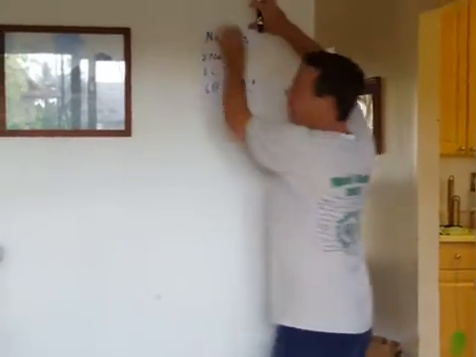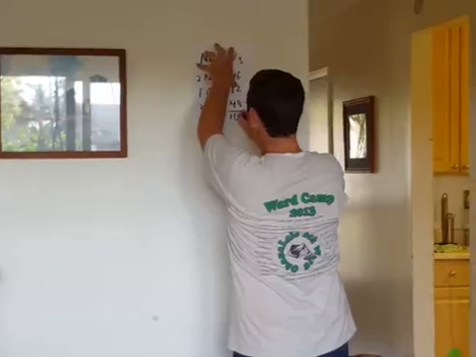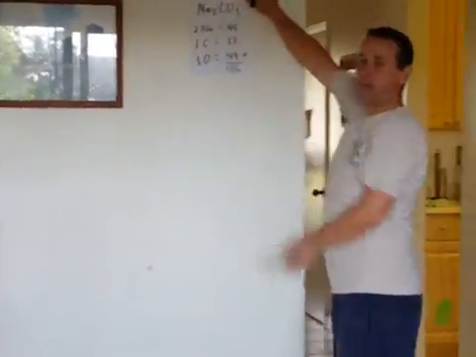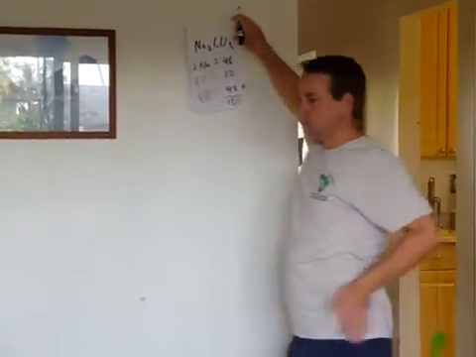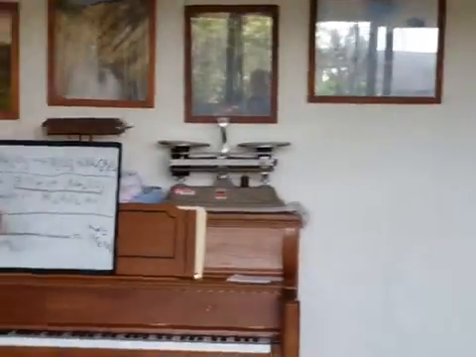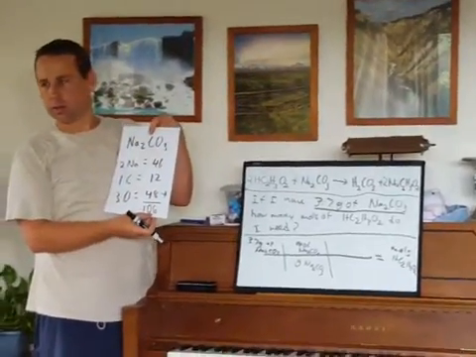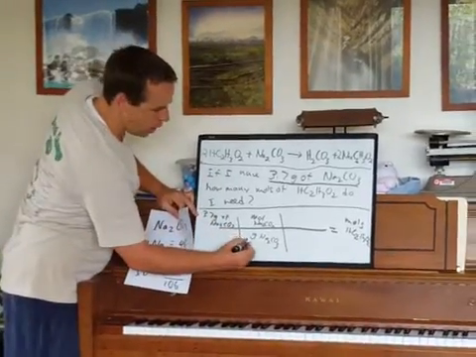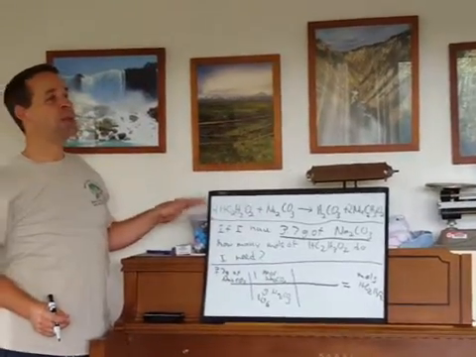Now, if I add this up, 46 plus 12 plus 48, 106. That's how many grams I need to get 1 mole of that. I need 106 grams. Now we need to put 106 there. That's right. So, 106 grams for every 1 mole. This stuff gives me 1 mole. Now, I'm in the land of the moles.